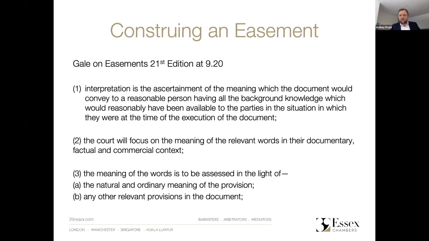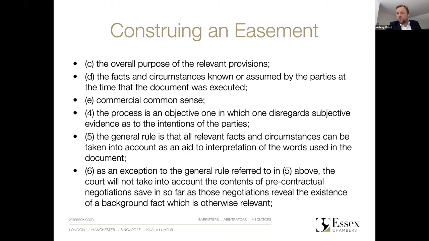One tends to start the exercise of interpreting the terms of an easement using the well-known checklist. I've taken the checklist from Gale on Easements. It's in various books. I won't read all of these out, but I think the first thing to say about the terms of this easement was that it was pretty clear what the airfield could and couldn't do. What I do want to deal with, though, is the interpretation of the second part of the easement slide that I've put up there, the C, D, and E factors.